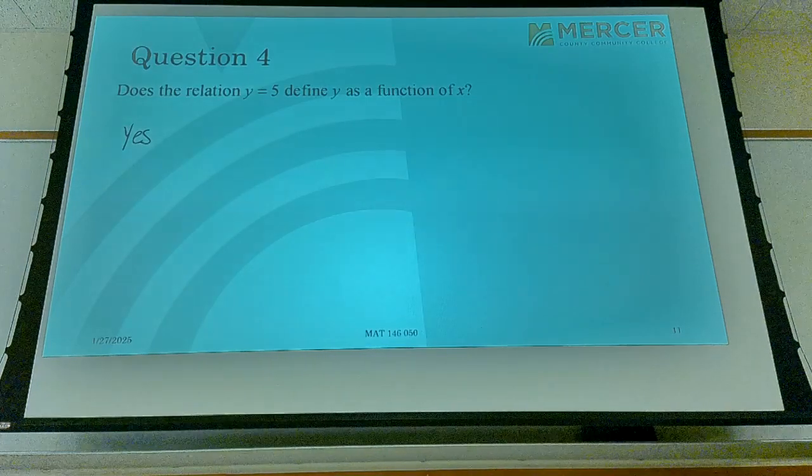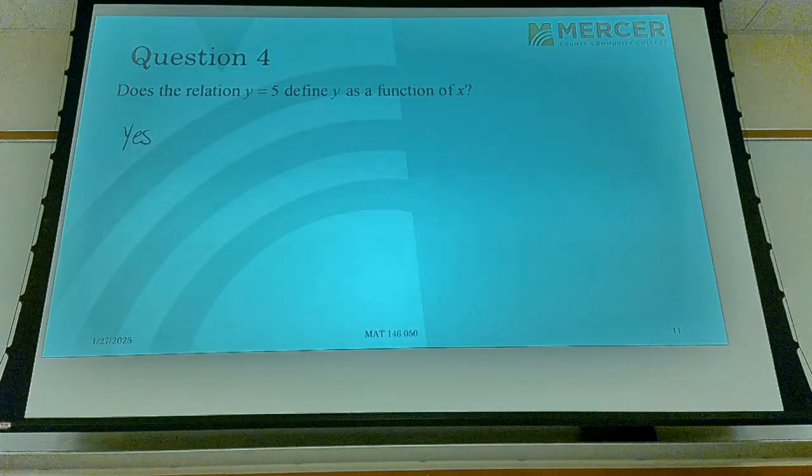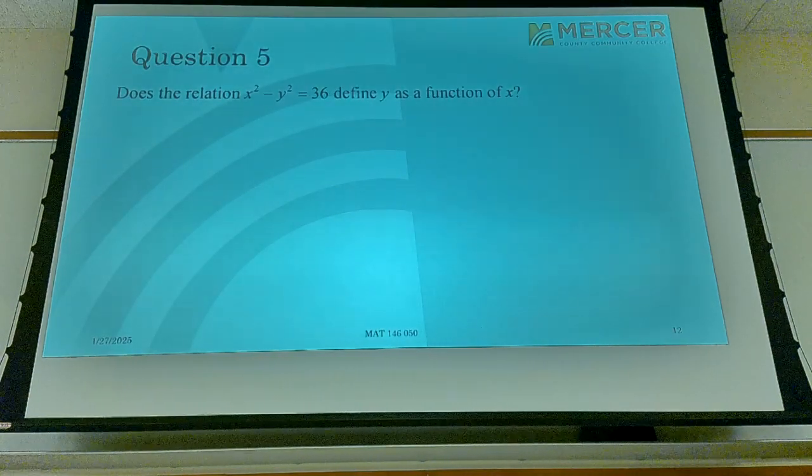X squared minus y squared equals 36. Is y a function of x? Because when you just add y squared to both sides and square root on both, then you have x equals 36 plus 1. But that's not what we're trying to solve. We're trying to solve for y. Oh, I meant, alright, then flip them.